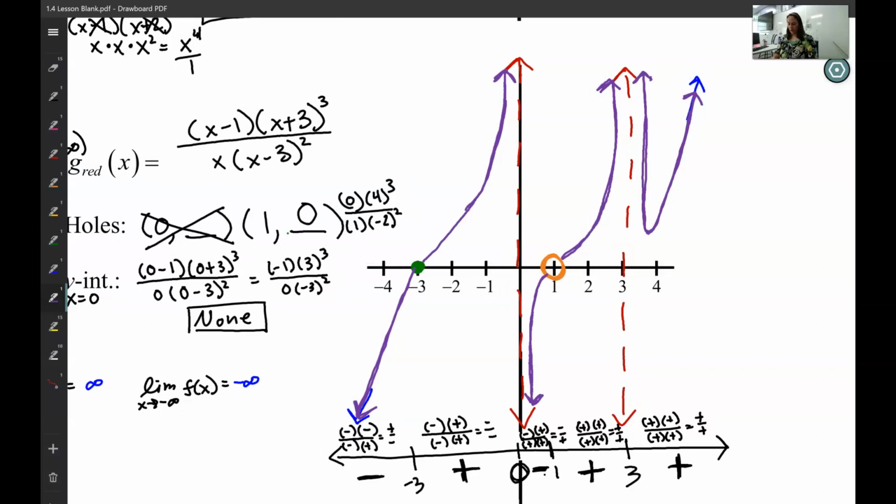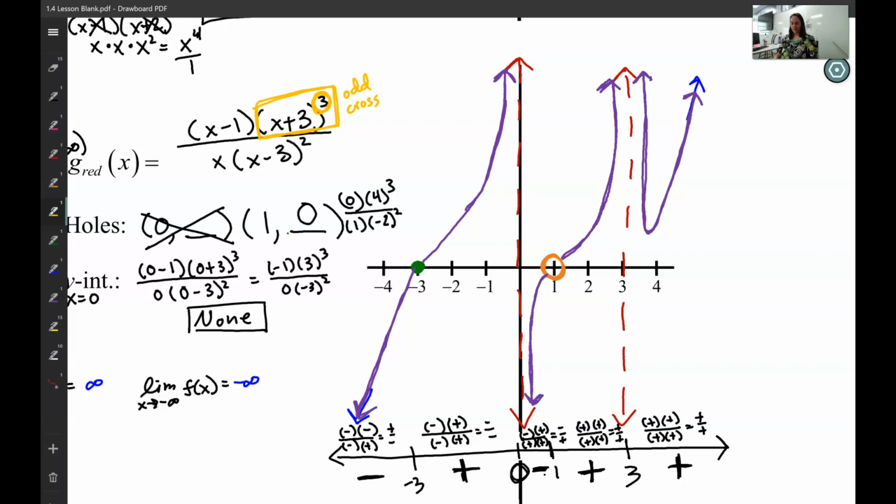If I look at my reduced fraction, it's going to tell me if these cross or bounce. So if I look at -3, this is the part that gave me that -3. If I look at the exponent, that is an odd exponent, which means it's going to cross through. So I knew right there this one would have to cross and then follow.